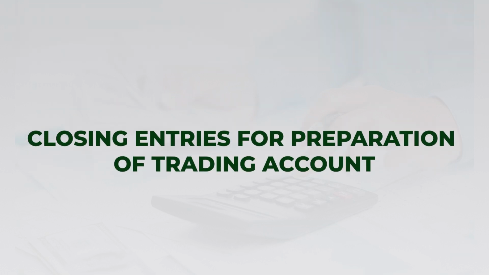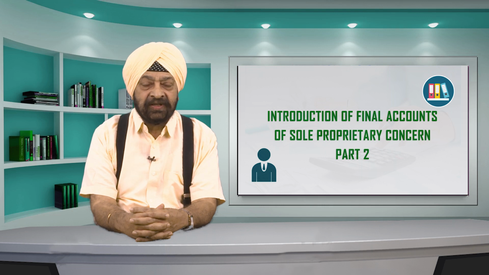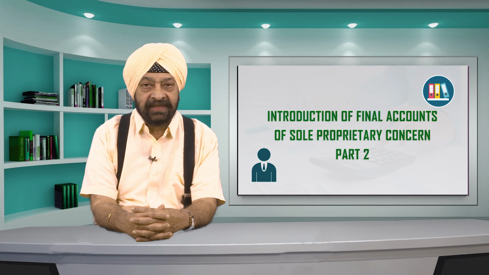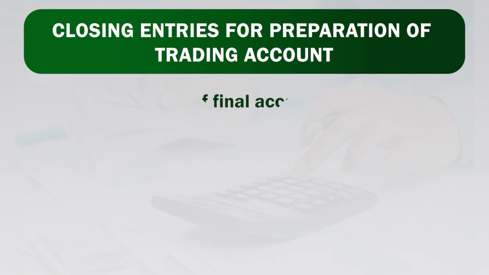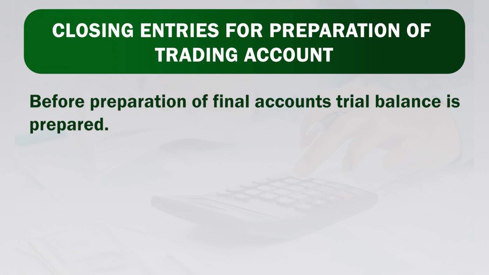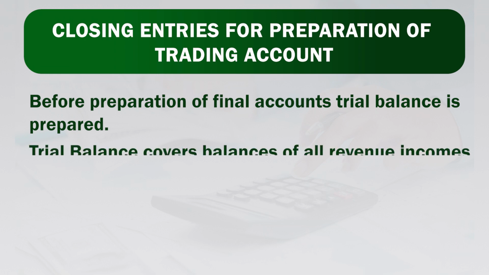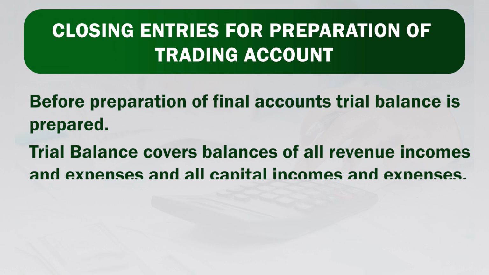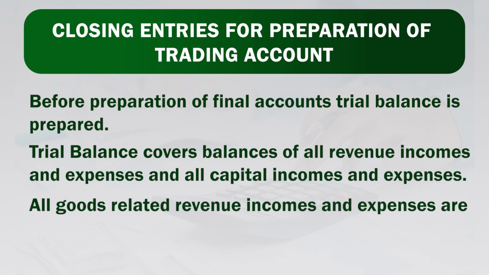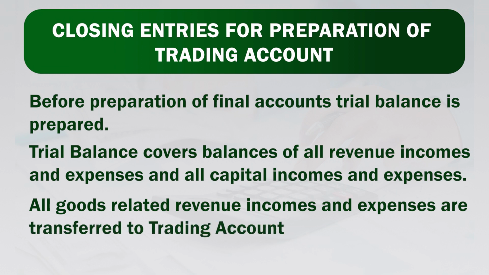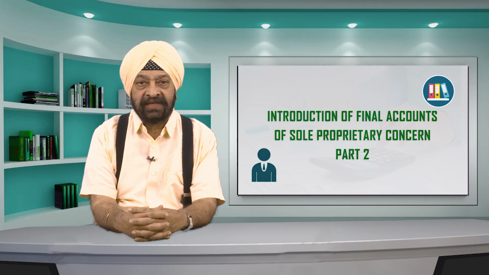Closing entries for preparation of trading account. Friends, during preparation of final accounts, in accounting we have to pass certain closing entries for preparation of trading account. Before preparation of final accounts, trial balance is prepared. Trial balance covers balances of all revenue incomes and expenses and all capital incomes and expenses. All goods related revenue incomes and expenses are transferred to trading account, and non-goods related revenue incomes and expenses are transferred to P&L account. All capital accounts are transferred to balance sheet.